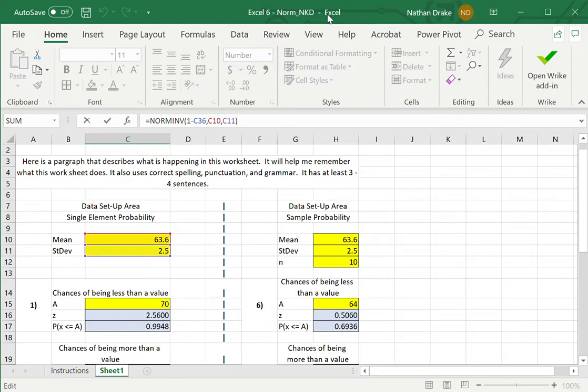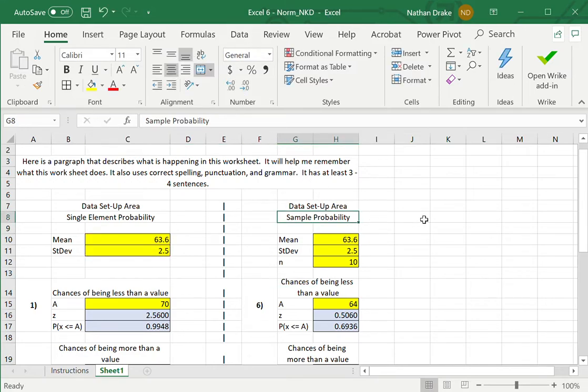In this video, we're going to take a look at our Excel normal distribution calculator, but this time we're going to take a look at sample probabilities. So when we are using and employing the Central Limit Theorem, here we create a space for the mean, we have a space for our standard deviation, and now we also need to include a space for our sample size, right? So that's what this n represents.